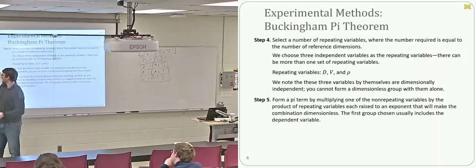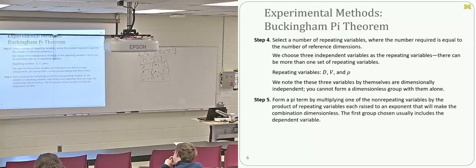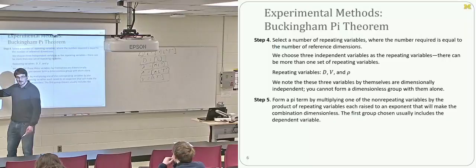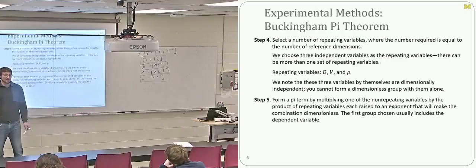However, if you were to pick force, which has mass, length, time to the -2, and you were to pick moment, which is mass, length, time to the -2, times another length, and then you were to pick length, the problem is here, if you multiply this by this, you get the same dimensions as this. Right? So they're not independent. This means if you were to say FL over M, you have a dimensionless group. So that's not a valid choice. Okay.